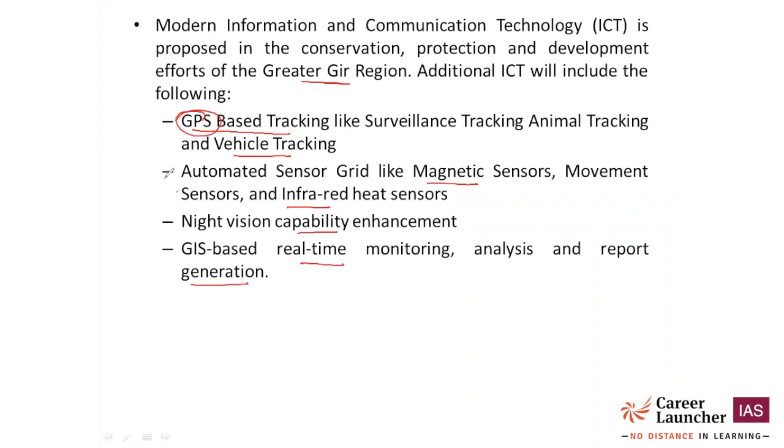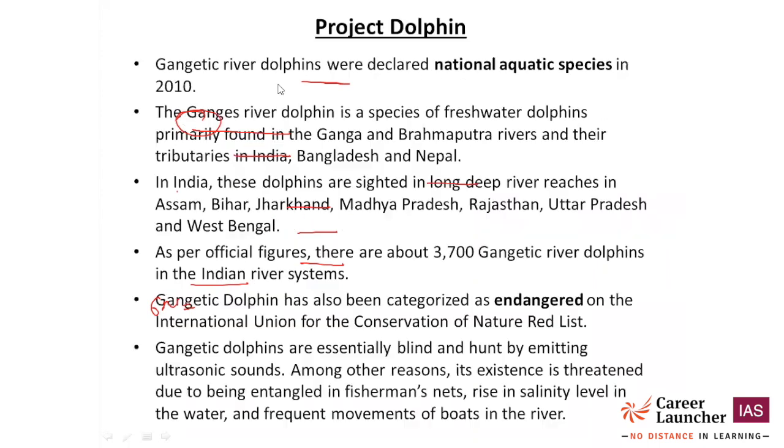So this is Project Lion. Now for Project Lion, you should remember all 6 new sites along with Kuno. This is a site in Madhya Pradesh, so apart from its name, you should also remember the other 6 sites, okay. Now our next important project is Project Dolphin.